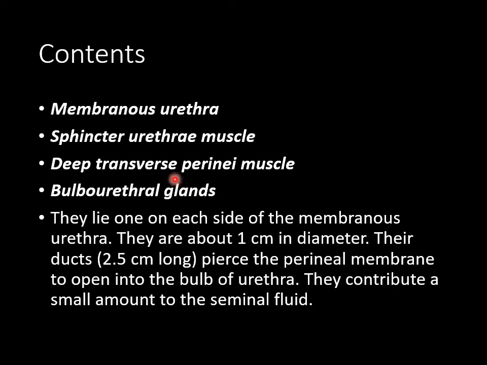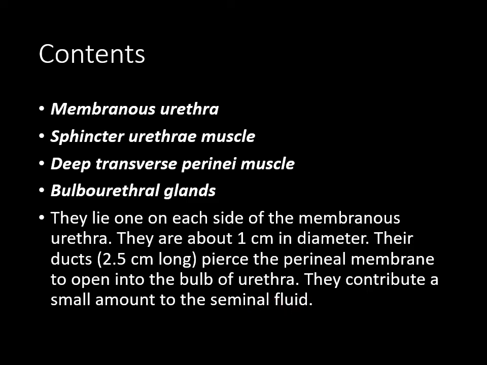So the contents are membranous urethra, sphincter urethrae, deep transverse perineal muscles, bulbourethral glands. They lie one on each side of the membranous urethra. They are about 1 centimeter in diameter. Their ducts pierce the perineal membrane to open into the bulb of urethra. They contribute a small amount to the seminal fluid.